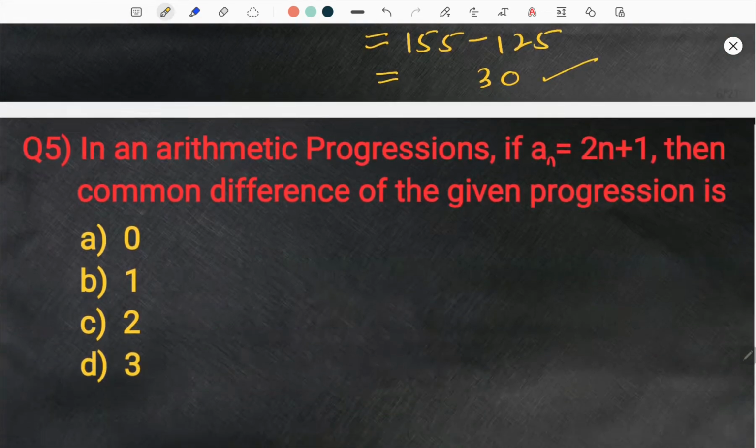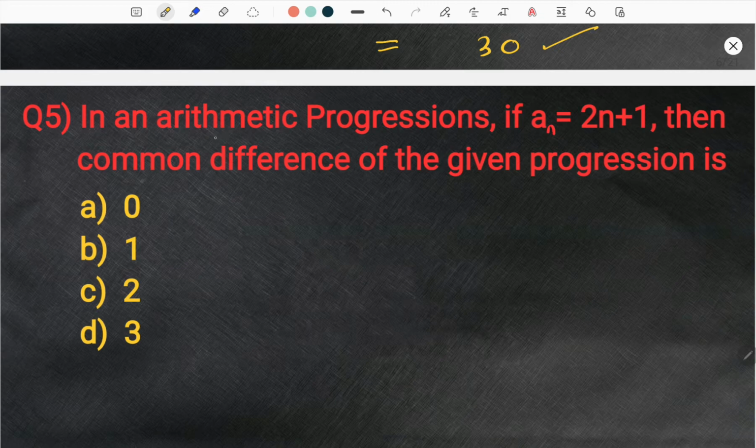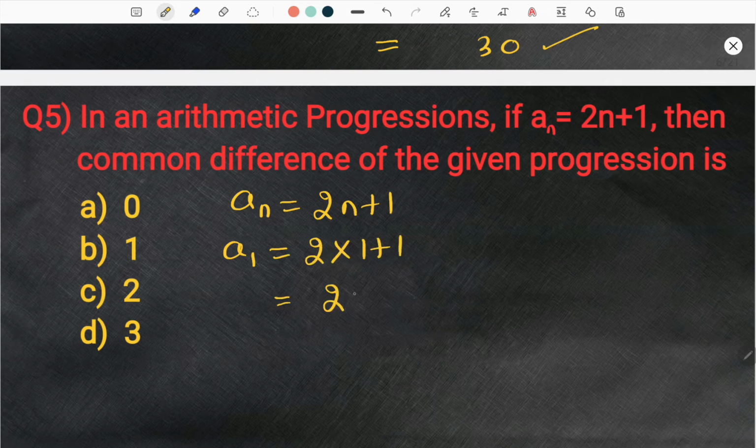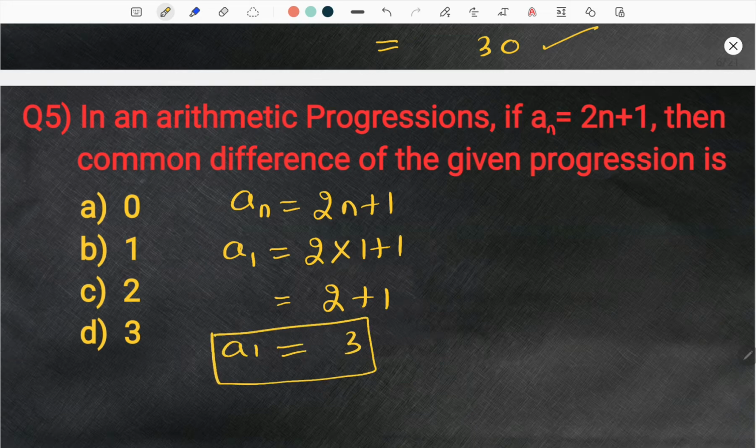Alright, moving forward to the 5th question. In an arithmetic progression, if an is equal to 2n plus 1, then the common difference of the given progression is, common difference they are asking. an is equal to 2n plus 1. Find out the first term. What is a1? a1 is equal to 2 into 1 plus 1. So it becomes 2 plus 1, and that is going to be 3. So a1, the first term, is 3.